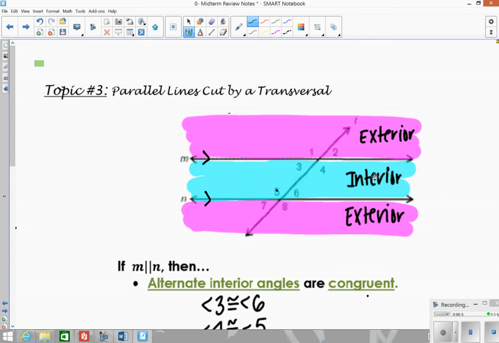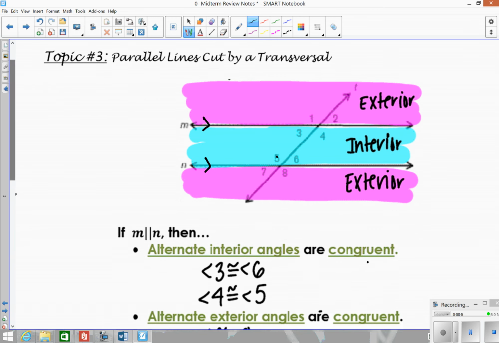Interior is inside the two parallel lines. And when we say alternate, we're talking about this transversal here, so opposite sides of that transversal. So alternate interior angles are angles that are in the interior on the opposite sides of the transversal, so 3 and 6, 4 and 5. I also think of alternate interior angles as angles that form a Z shape. So you really want to look for that.